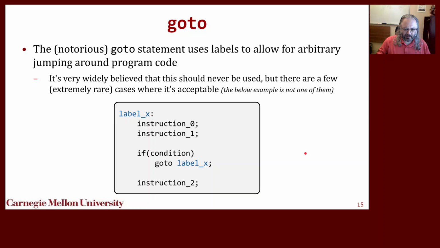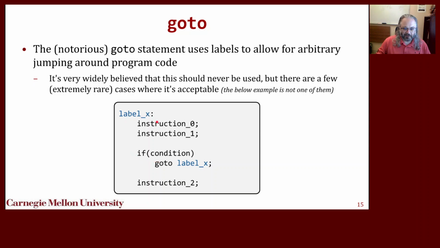But the way that goto works is, again, you define a label that points to an instruction. When the goto, that label, is used, the instruction counter simply sets itself equal to that, and control goes back to that instruction. So in this case, I encounter instruction 0, instruction 1. I check this condition. If this condition is true, I go back to label 0, or label X, run instruction 0, instruction 1. Then I check the condition.